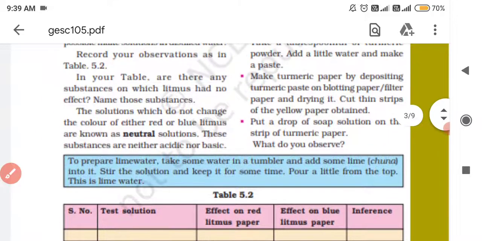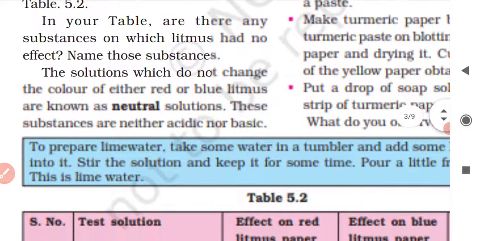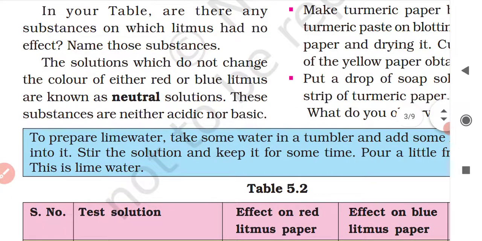So here you see, in your table, are there any substances on which litmus had no effect? Name those substances. Yes, there are some substances on which litmus had no effect, like tap water, then common salt solution, then sugar solution. In these substances litmus had no effect. So these substances are named as neutral solutions, or neutral substances.